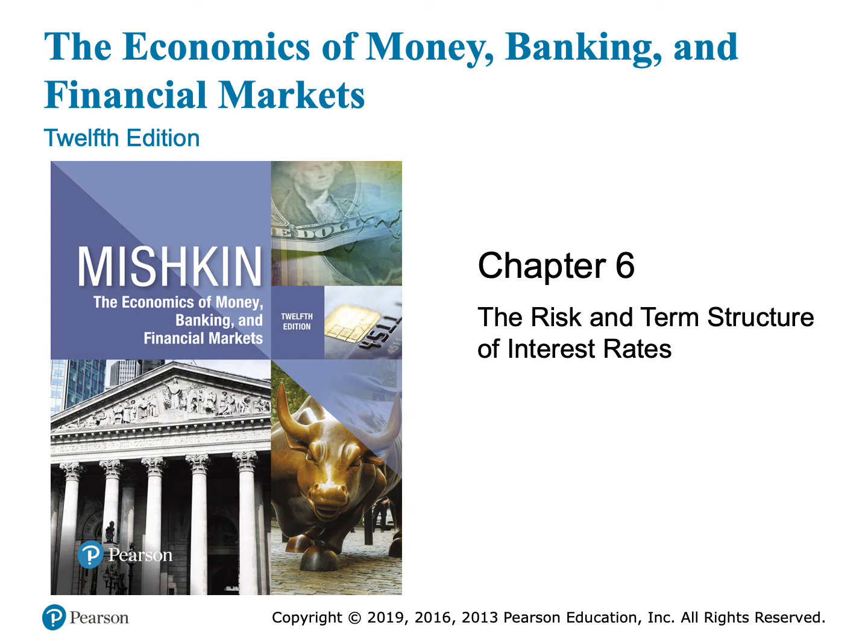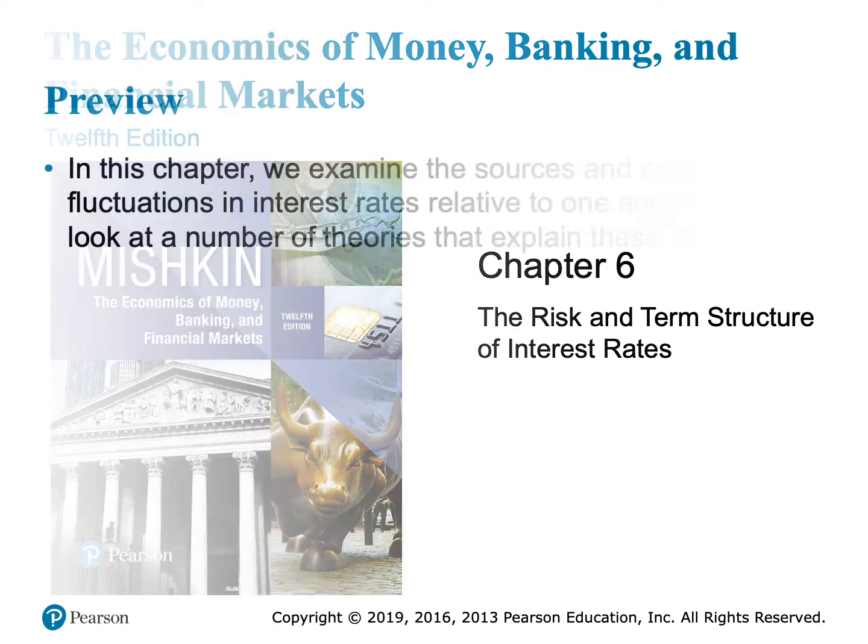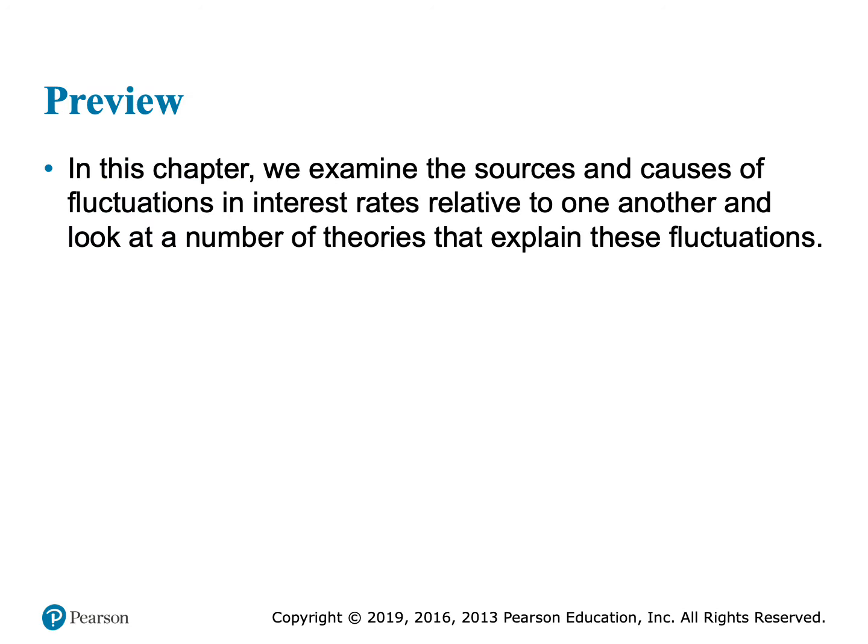We're moving into Chapter 6. We're going to be talking about the risk and term structure of interest rates. In this chapter, we examine the sources and causes of fluctuations in interest rates relative to one another, and we look at a number of theories that explain these fluctuations.